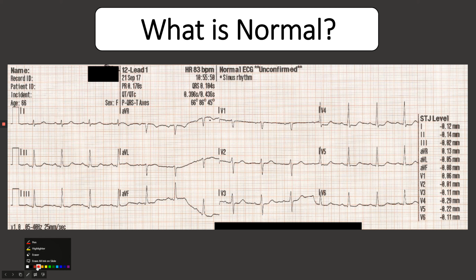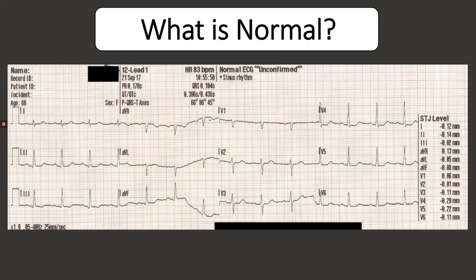And looking at this piece of paper here, first things first, you need to establish what rhythm the patient is in. This is important because some interventions need to be done before you even do the 12 lead, and the rhythm should really be established before the 12 lead is even done.